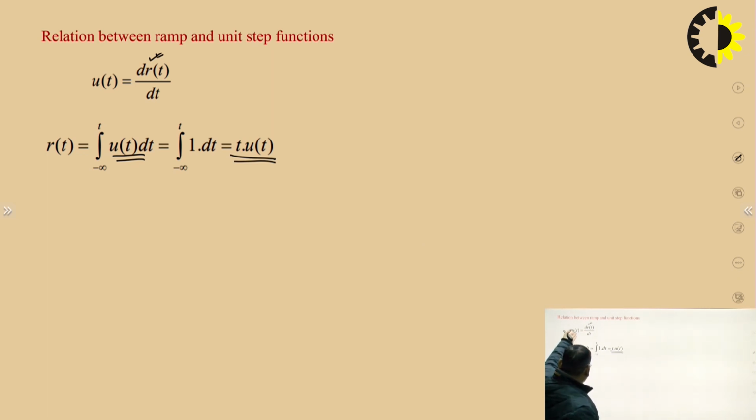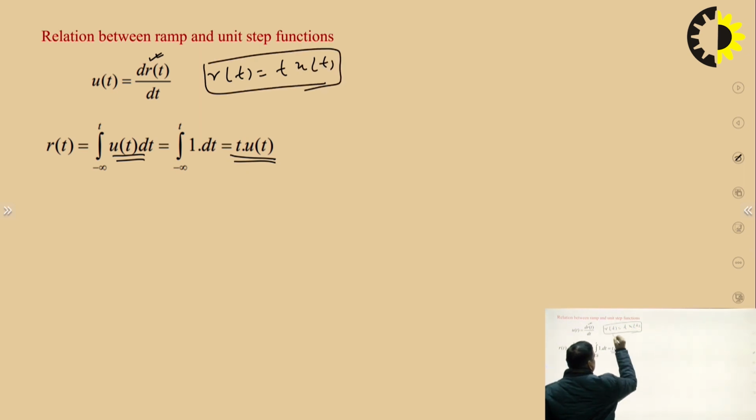We can prove that if you differentiate rt is equal to t, dt upon dt, that is 1. If we integrate from minus infinity to time t, we get t into ut. So basically, rt is equal to t ut. This is the relationship between ramp function and unit step function in time domain.